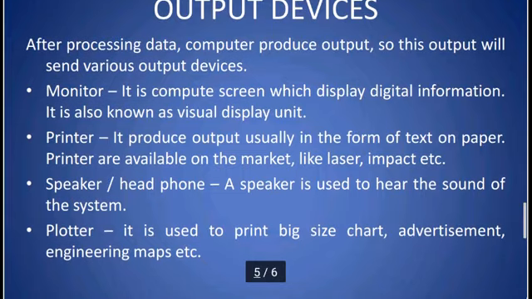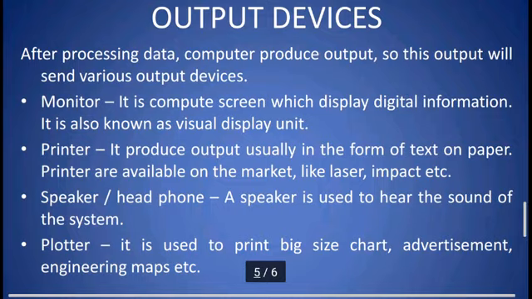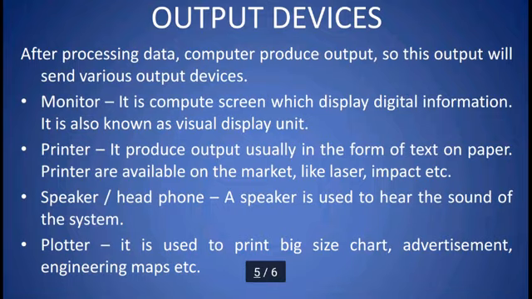The first important and famous output device is monitor. It is a computer screen which displays digital information. It is known as visual display unit. We already know monitor, we have used it so many times. Generally it is used to display our output.